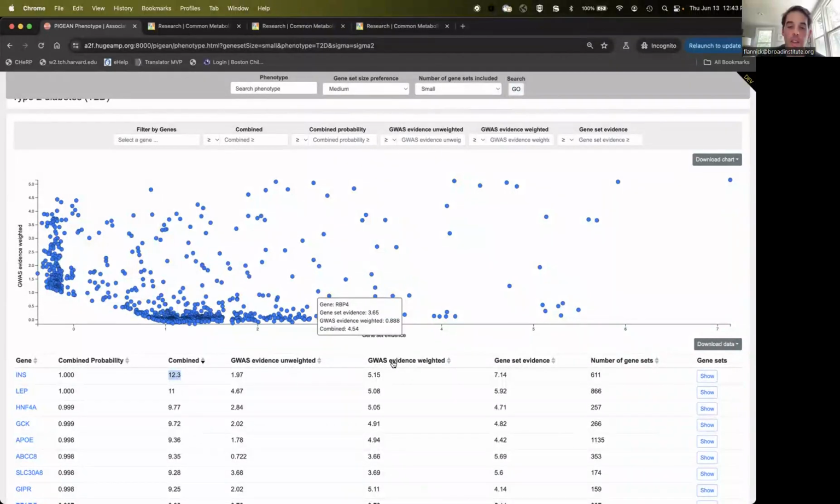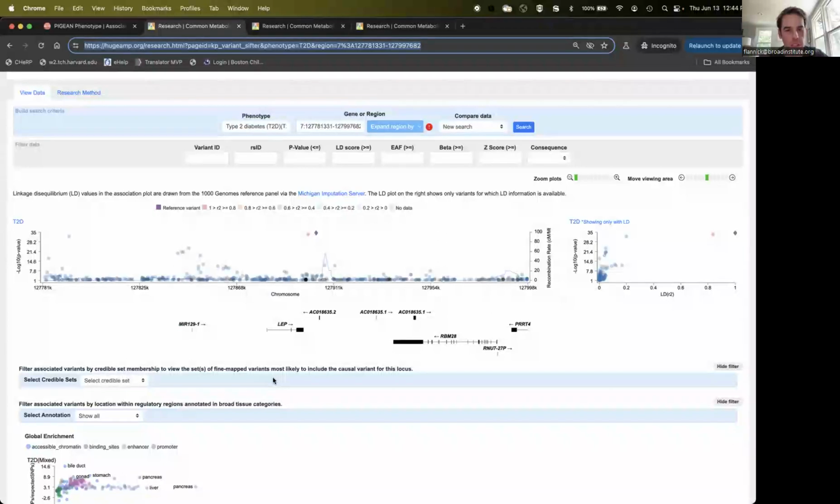And then the GWAS evidence weighted is your direct evidence. That's why it's called GWAS. And then gene set evidence is your indirect. The unweighted score is of interest because this tells you whether this is just based solely on proximity to a signal. That's like the existing HuGE score. And the GWAS evidence weighted tells you, after you know all the annotations for the genes in that locus, what that gene looks like. And I think I have an example for insulin.